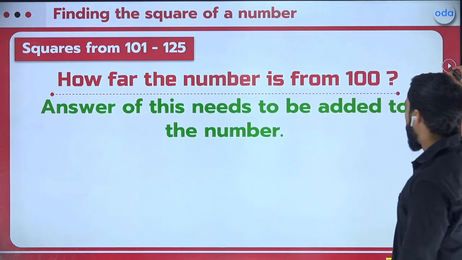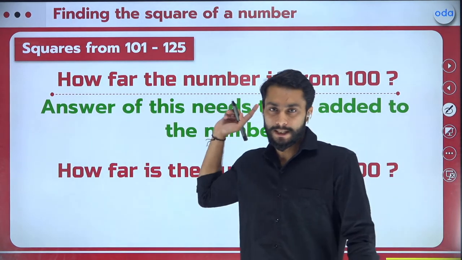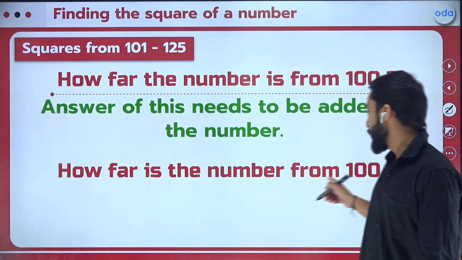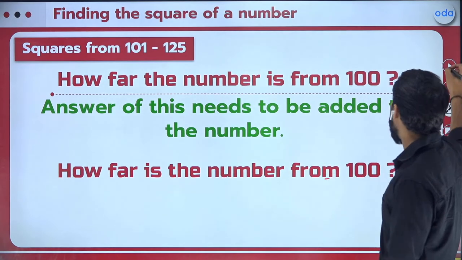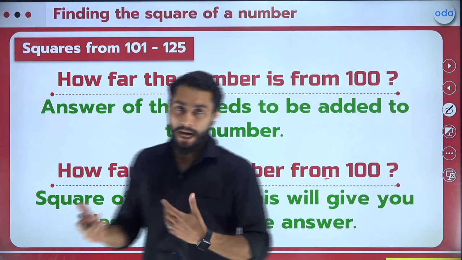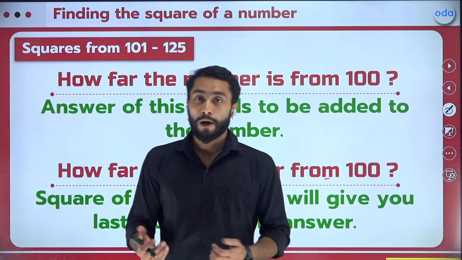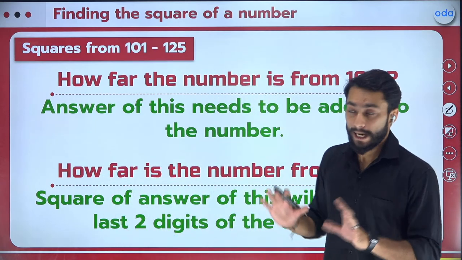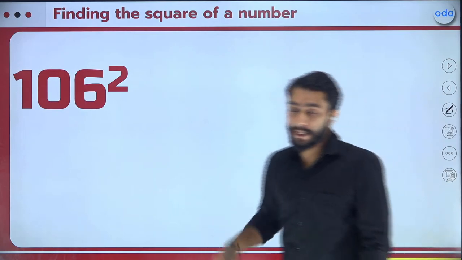All right. Again, we'll be asking the same question. How far is the number from 100? How foolish, right? We are asking the same question twice. Again, 5 away. What is the square of 5? 25. That means what should be the answer? 11025. See, I did not even write it and we were able to get the answer. That is how easy it is, right? It is so easy. All right, 106 square.